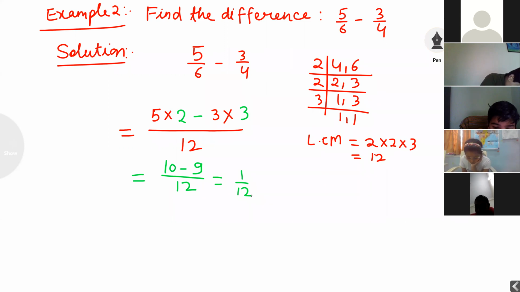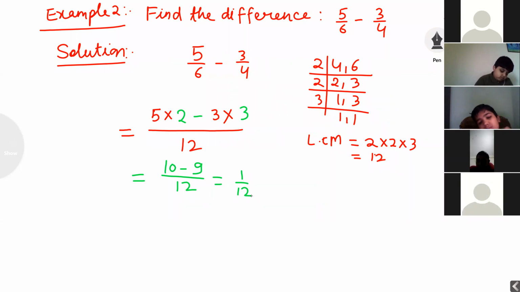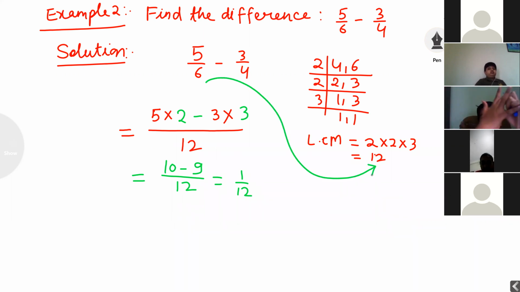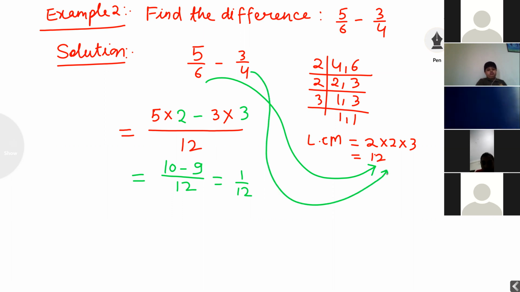Why we are taking LCM? Because denominators are different. If denominators are different, we can do cross multiplication or we can take LCM of denominator. Why this? How this 2 has come? LCM has come 12. 12 divided by first denominator, 12 divided by 6, 2 I have written. Again 12 divided by 4, 3 I have written here. Here we are doing division concept.